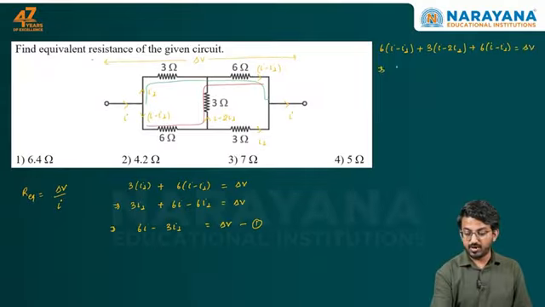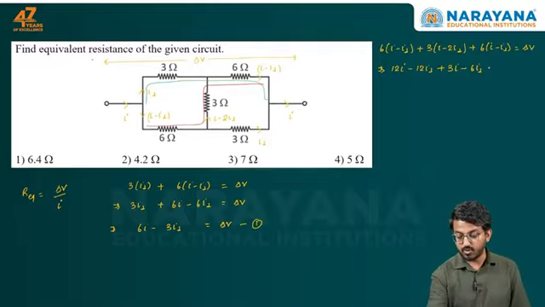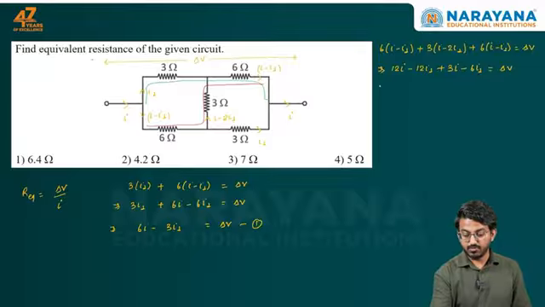So if you simplify, I can see I have 12I minus 12I1 plus 3I minus 6I1, that is I1, is equal to delta V, giving us 15I minus 18I1 is equal to delta V, and that's our second equation.